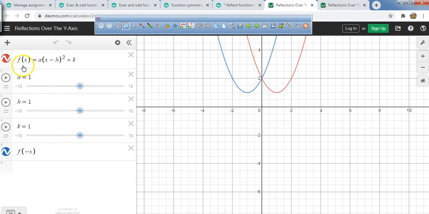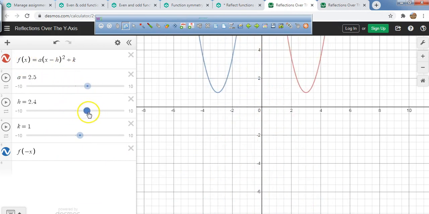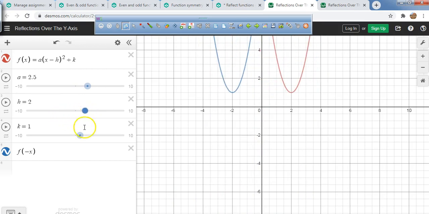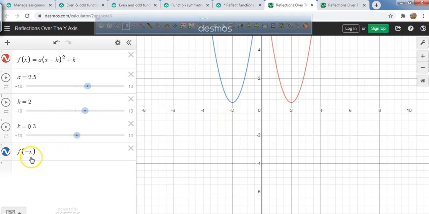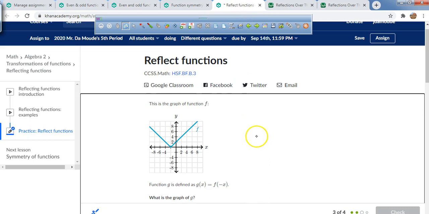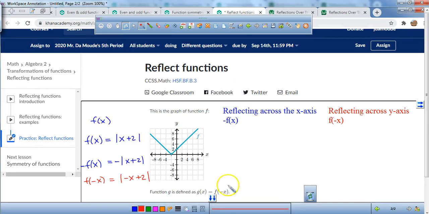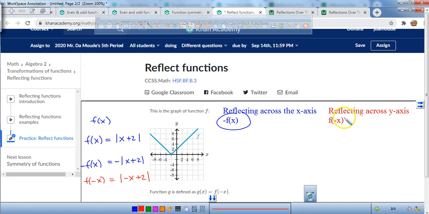You'll see how no matter what function I have here, whether the a value is positive or negative, whether I slide it left or right, or whether I slide it up or down, as long as I put f of negative x on the inside of the parentheses, this function is reflected across this y-axis right here. So let's take a look at our problem. Our problem is going to go one of two directions. They're either going to be asking you to reflect it across the x-axis, where you're going to be using this concept, or they're going to be asking you to reflect it across the y-axis, where you're using this concept.